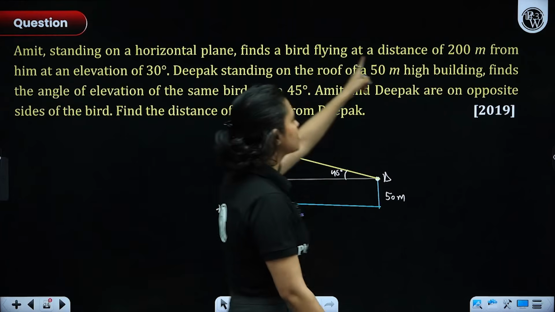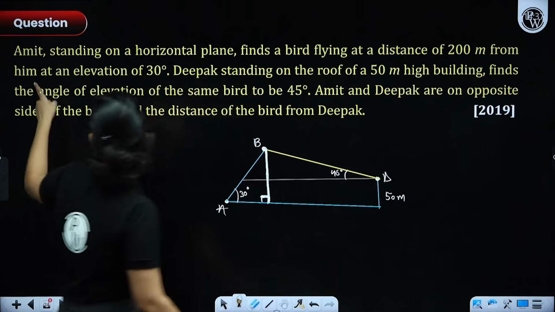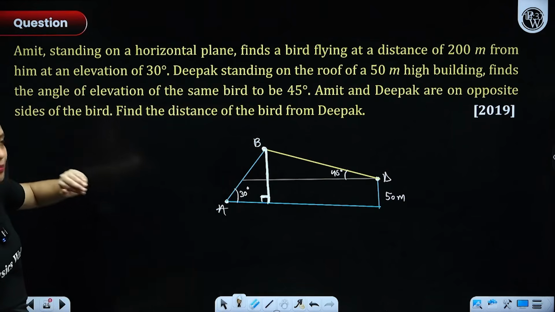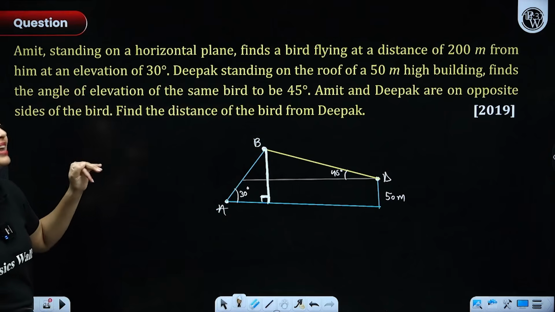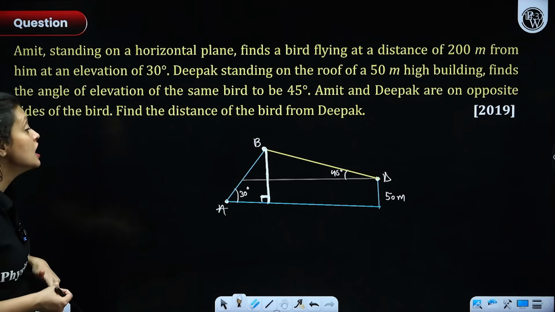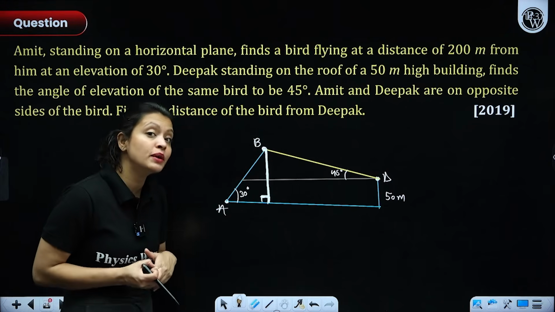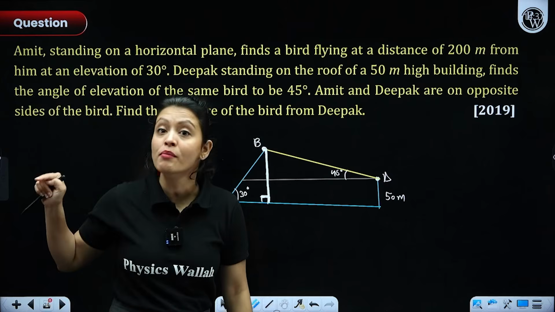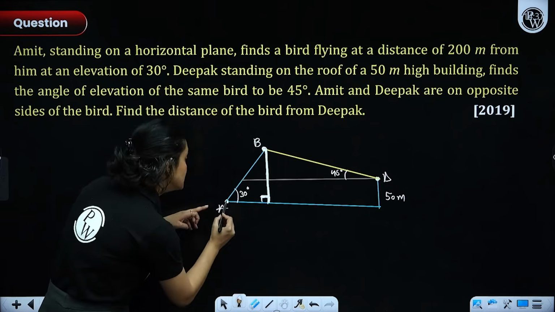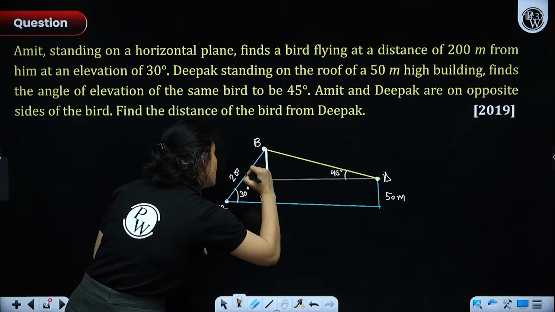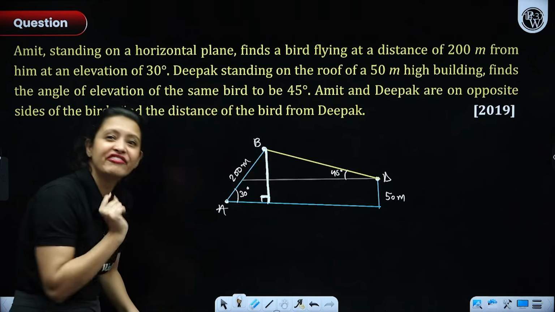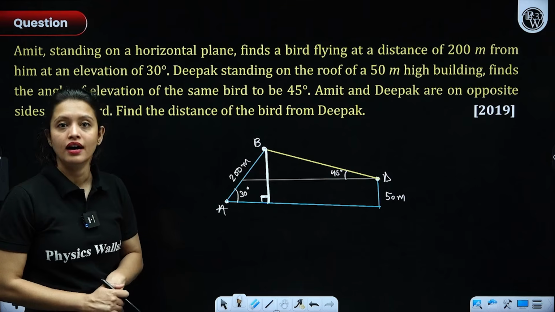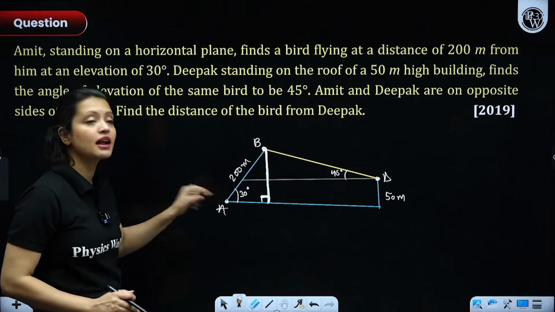It's given that the bird is flying at a distance of 200 meters from him. So the distance of the bird from Amit is given as 200 meters. Notice that the distance of the bird from the ground is not given. The distance of the bird from Amit is given. So Amit is here, bird is here. This is given 200 meters, everyone. Understand the difference. Don't take this line to be 200. The distance between the bird and Amit is given.